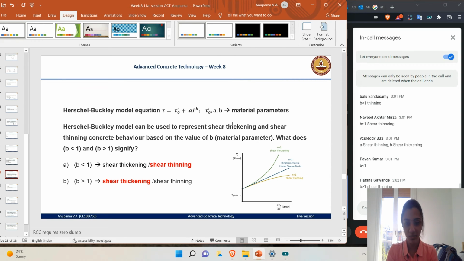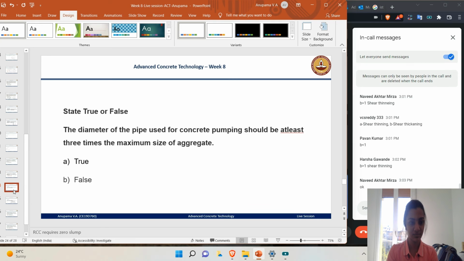So B less than 1 indicates shear thinning. So here it is n. If the value is less than 1, then it is shear thinning, and if the value is greater than 1, then it is shear thickening. Okay, so keep that in mind. Less than 1 is lesser, so it is thinning. Greater than 1 means it is bigger or thicker, so it is shear thickening. So something like that. Okay, moving on to the next question.